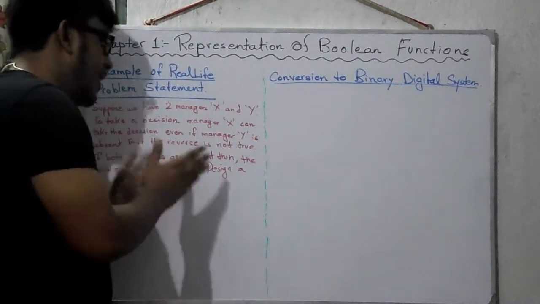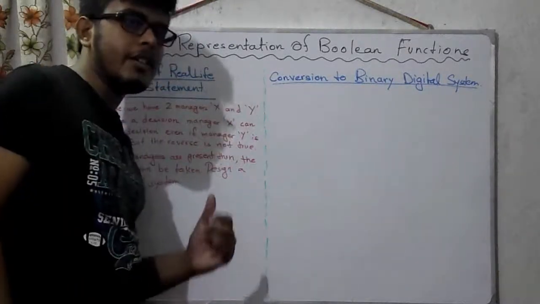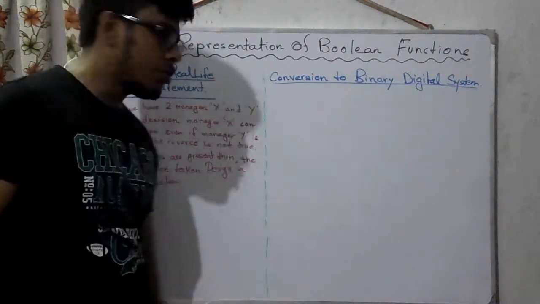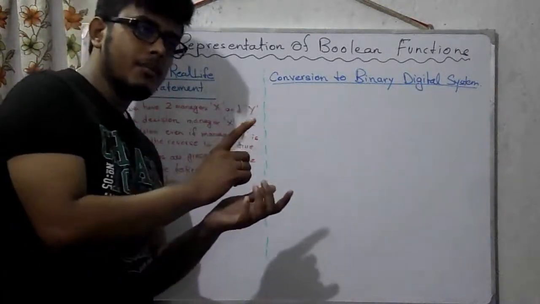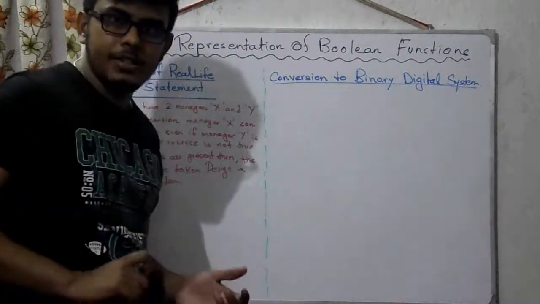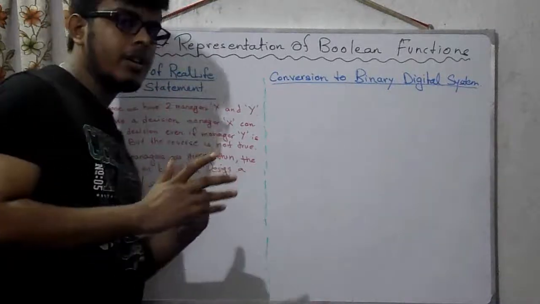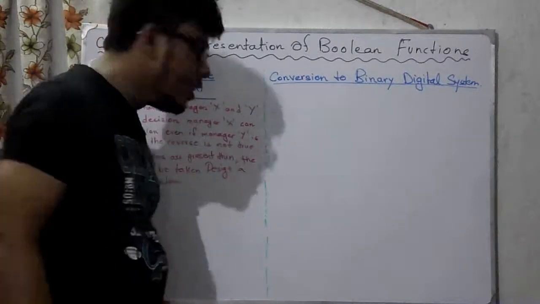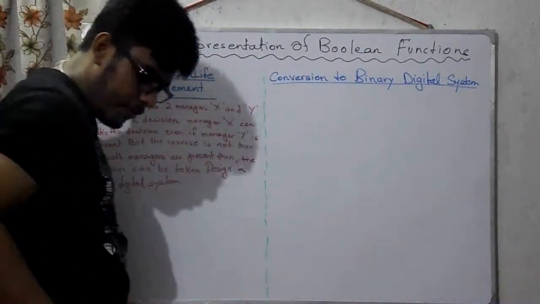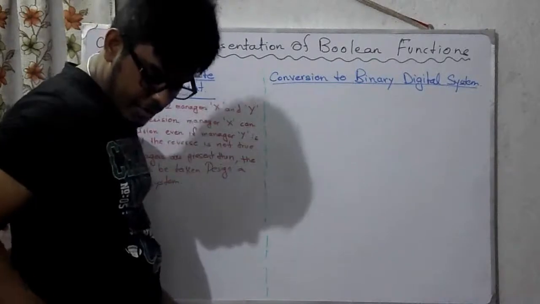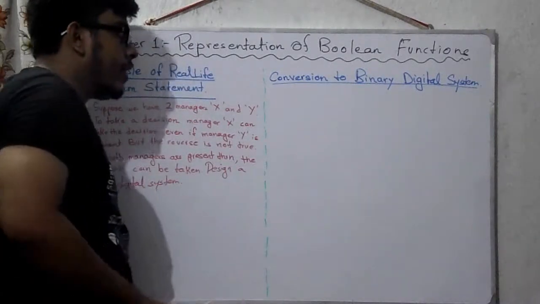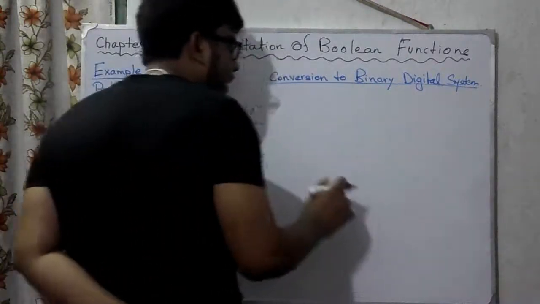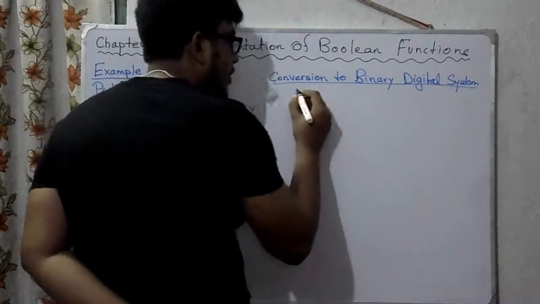And we have been given that manager X can take a decision even if manager Y is absent. But the reverse is not true. That is, if manager X is absent, Y cannot take the decision. So using this statement as a problem statement, we have to design a binary digital system. Simply, we see that we have two particular managers.